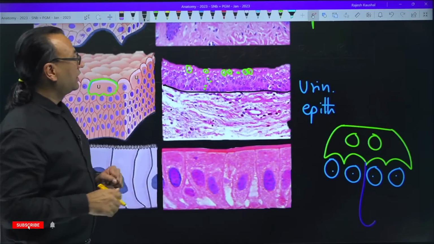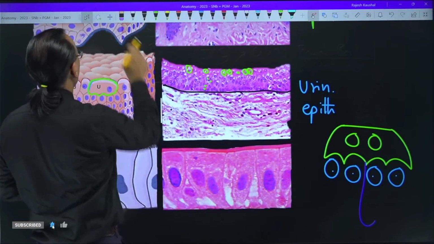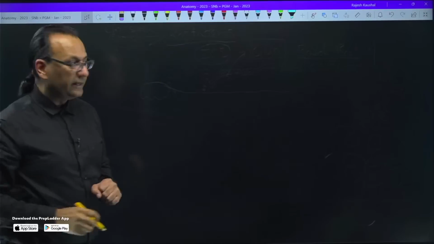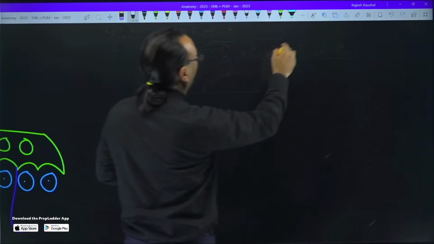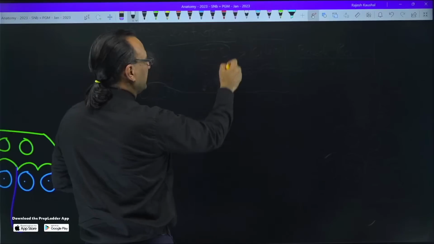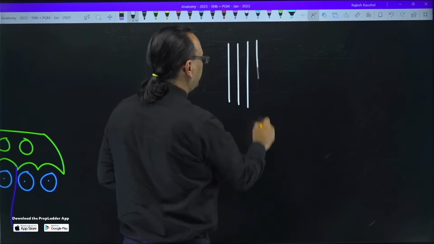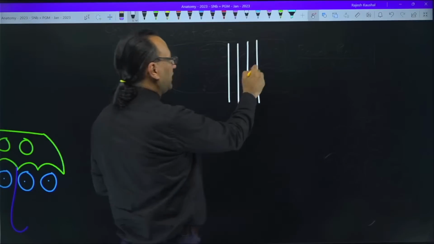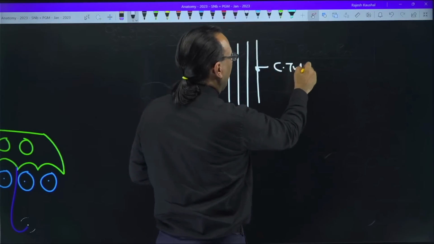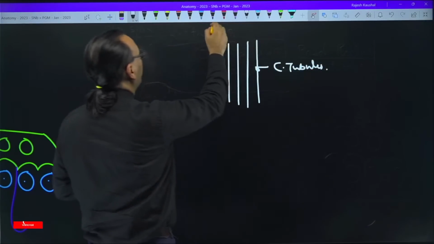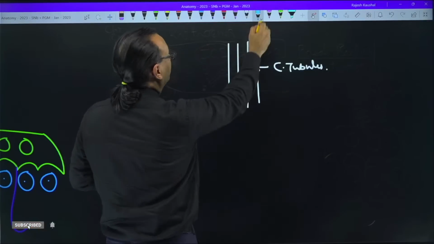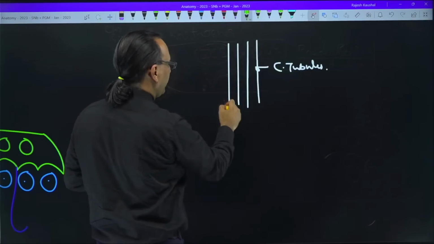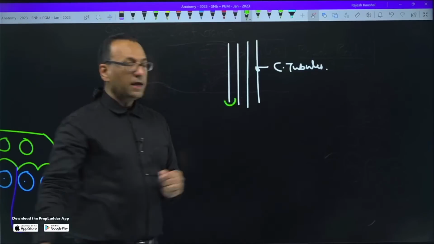So we can draw a diagram also for the same purpose. Where do you find urinary epithelium or transitional epithelium? That comes as a question, and what we do is we mention this is the kidney. In the kidney you have collecting tubules. So these are the collecting tubules, and if you're looking at the tip of the collecting tubule, you will find that at the tip of the collecting tubule there will be transitional epithelium.